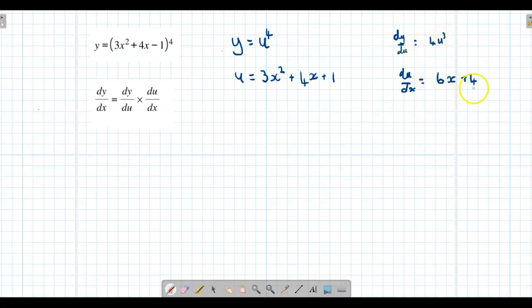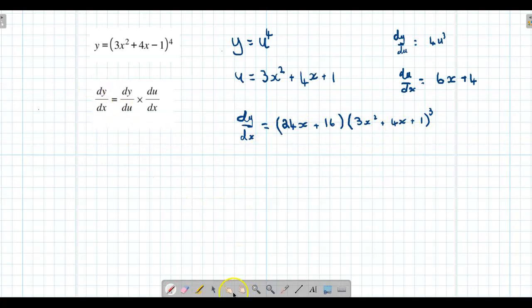So I've got 4 times this, so dy by dx is equal to 24x plus 16. So that's that 4 at the top multiplied by this, and then I've got u cubed. Now remember that u is going to be replaced with the 3x squared plus 4x plus 1, and then it's cubed. So here's my final differentiation.